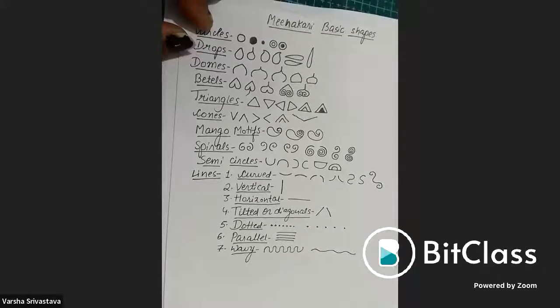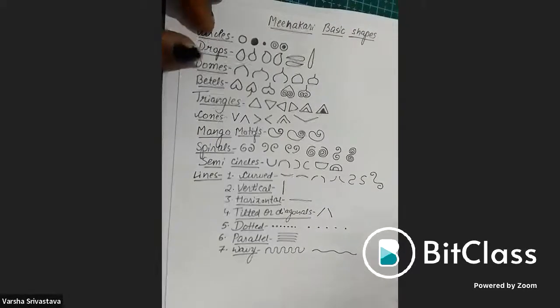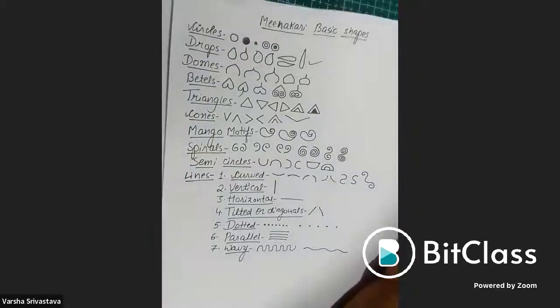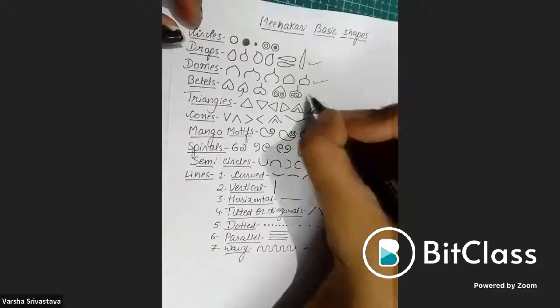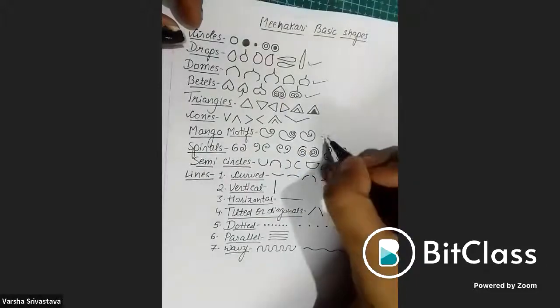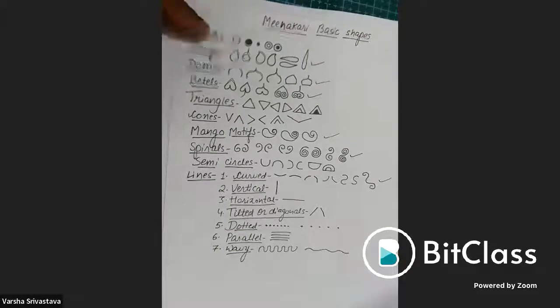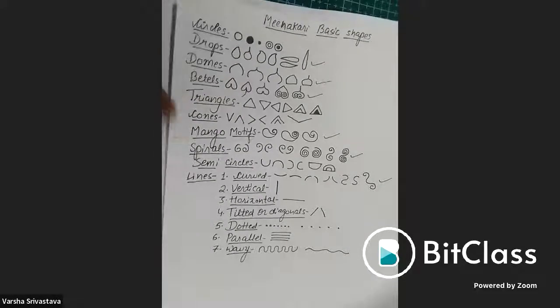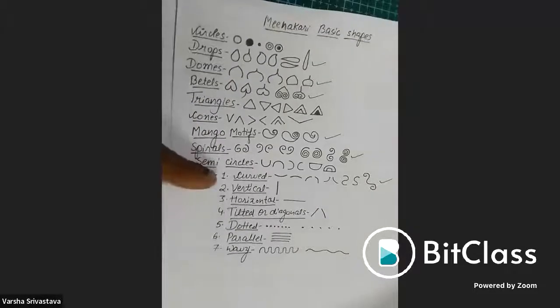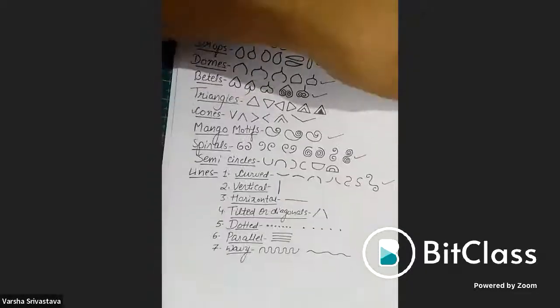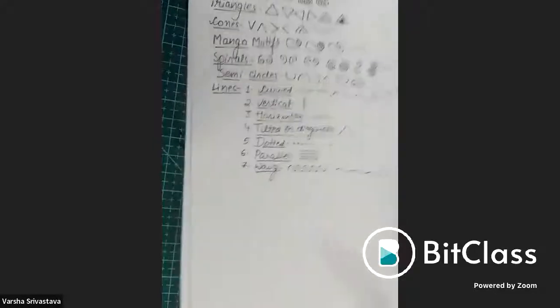Now I'm going to tell you what all shapes are extremely important. Okay. First one, drop shape. Practice it multiple times. Second is dome shape. We have the beetle shape, mango motifs, spirals, and curves. Drop, domes, beetles, mango motifs, spirals, and curves. Okay. All right. So we are done with the basic shapes.